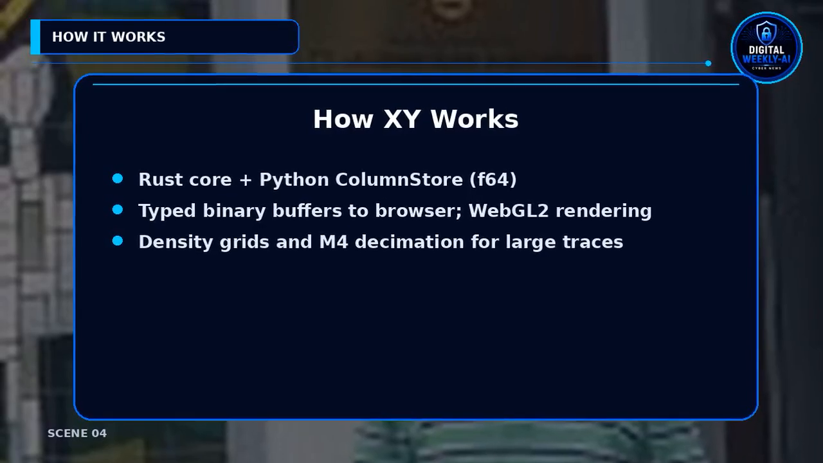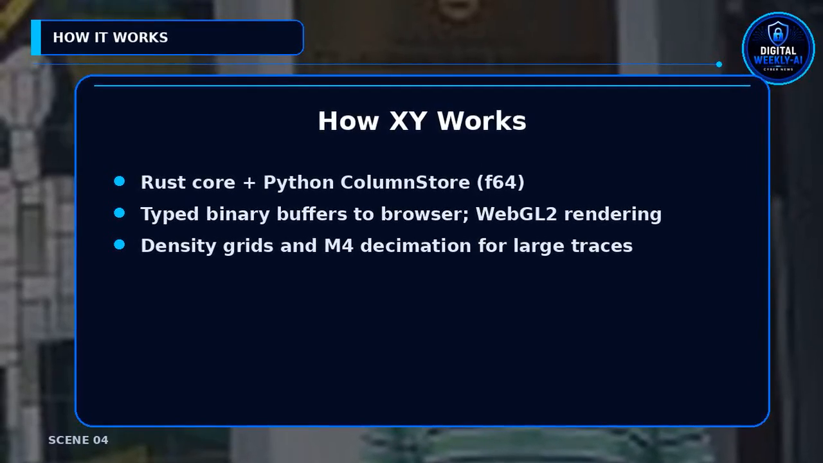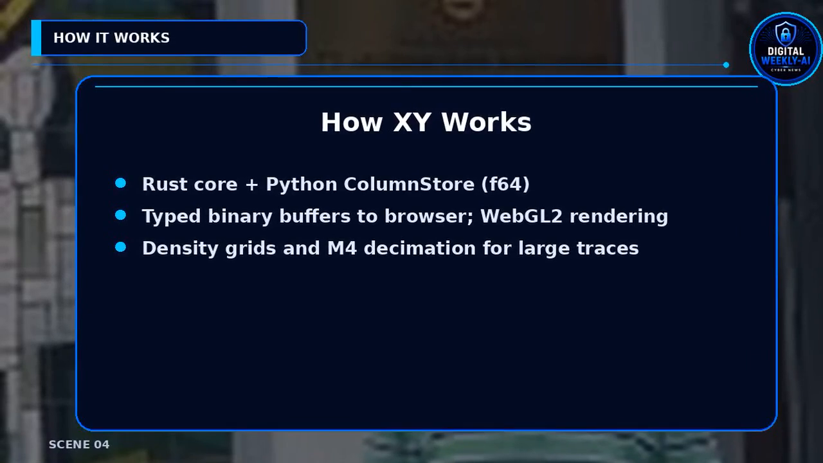Why these numbers are possible. XY shifts heavy work into a native Rust core. It keeps canonical F64 columns in a Python column store and sends timed binary buffers to the browser instead of JSON. Rendering uses WebGL2 with density grids defaulting to 512 by 384 and M4 decimation above 10,000 rows for long lines. Exact values remain in Python, so hover and selection can resolve original rows when available. These are pre-1.0 policy defaults, not API guarantees.